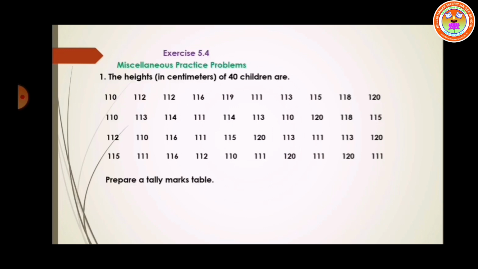Children, look at the heights. Listen carefully. Here, 5 children are in 110 centimeter height. 8 children are in 111 centimeter height. 4 children are in 112 centimeter height. 5 children are in 113 centimeter height. 2 children are in 114 centimeter height. 4 children are in 115 centimeter height. 3 children are in 116 centimeter height.